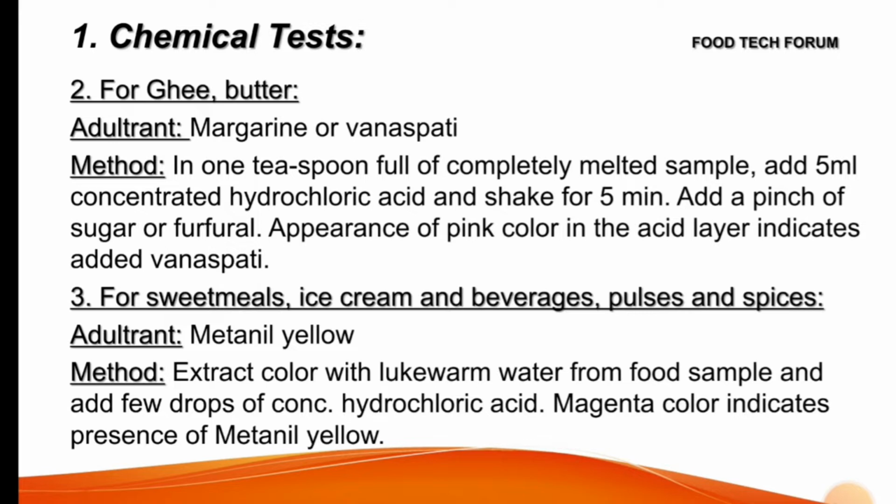Third one is for sweetmeats, ice cream, beverages, pulses and spices. Generally metanil yellow is used as an adulterant in these products. The method is we have to extract the color in lukewarm water from the food sample. That means we simply add the food sample into the lukewarm water. Once the color present on the food sample is extracted into the lukewarm water, we have to add concentrated HCl into that lukewarm water. If magenta color appears, that means it contains metanil yellow.